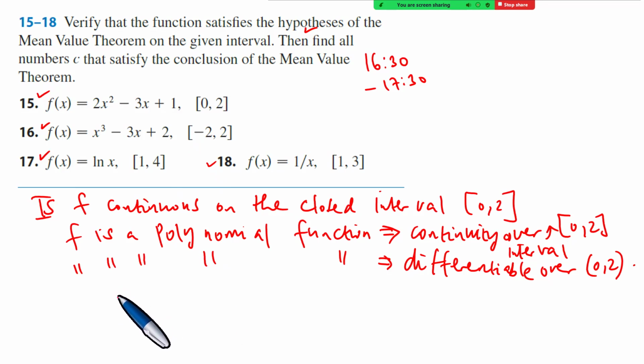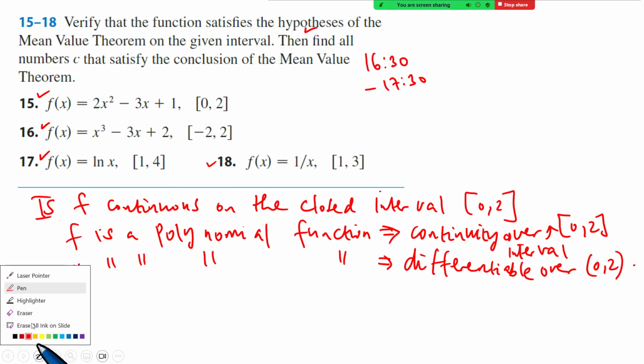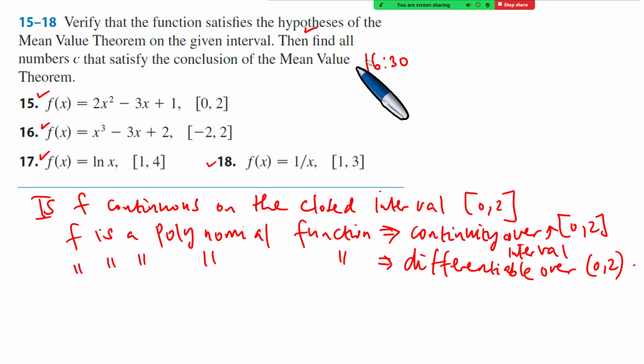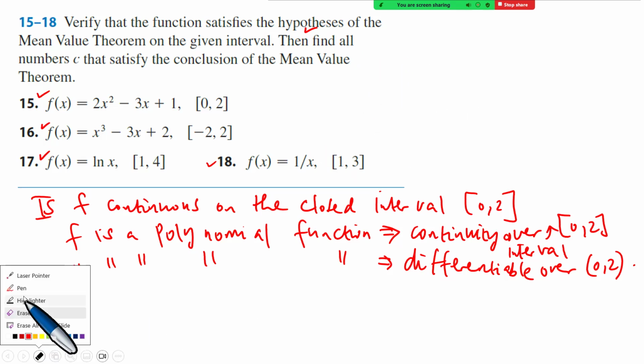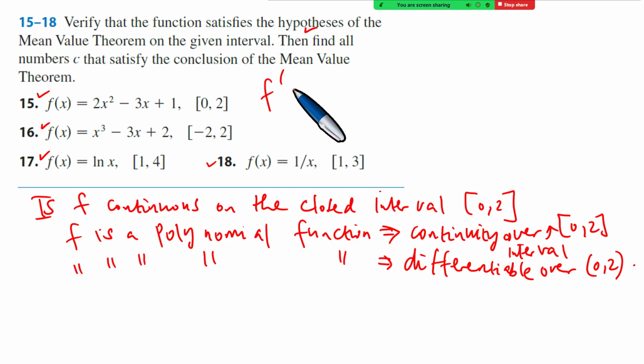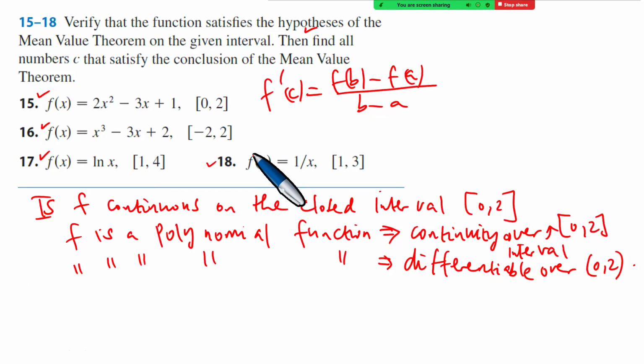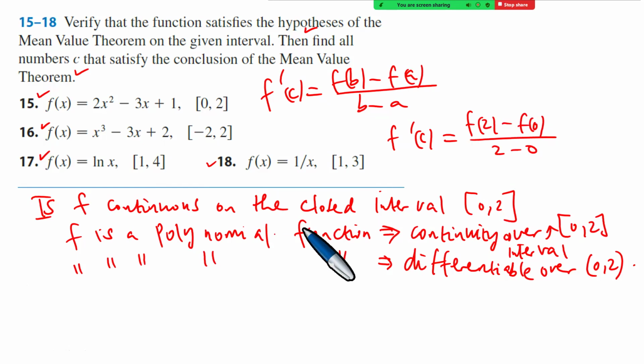What would then be the numbers we want here? We proceed to take them apart together. What we need is to consider f prime. So we have to consider f prime of c, which is f of b minus f of a, all divided by b minus a. Pay attention to what happens here. At this point, we want to find all numbers c. f prime of c equals f of 2 minus f of 0, all divided by 2 minus 0.